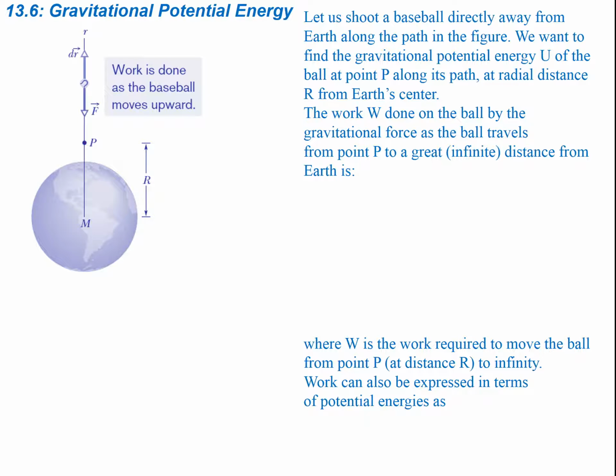Now, the work done on the ball by the gravitational force as the ball travels from point P to a great infinite distance from Earth. So if I took this object and I sent it all the way to infinity, the work done on the object would be given by, so the work is going to be equal to the integral from r to infinity, right, because we're going from this position, which is r away, all the way to infinity, times the force, and it's going to be the force as a function of r. So this is not force times r, this is going to be the force as a function of r, times dr. Right, this is our work equation.